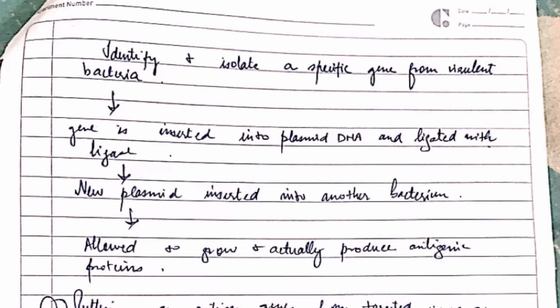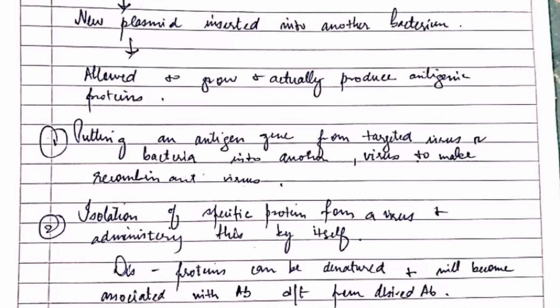For recombinant vector vaccines, we identify and isolate a specific gene from virulent bacteria, and that gene is inserted into plasmid DNA and ligated with the enzyme ligase. Now we obtain a new plasmid which is inserted into another bacterium, and it is allowed to grow and actually produce antigenic proteins. These type of vaccines basically act like a natural infection, so they are especially good at teaching the immune system how to fight against germs.